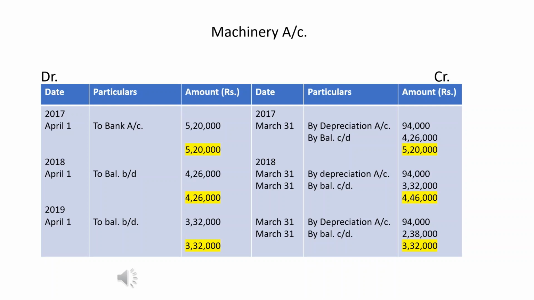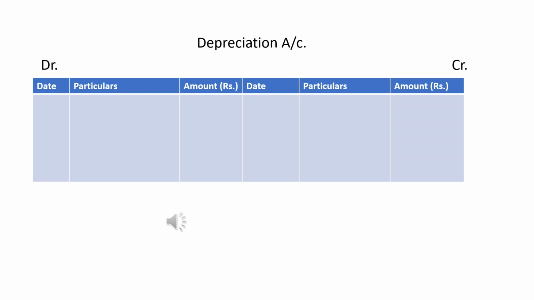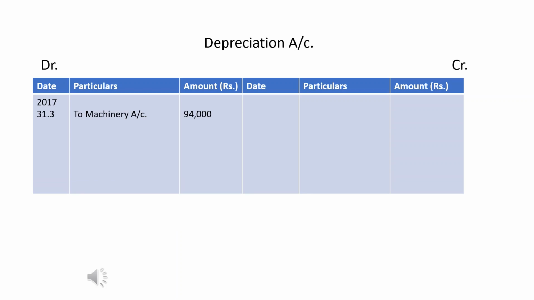Now let's start with preparation of depreciation account. So first of all, we need to have a format like this. Two sides we need to have here, debit and credit, and for each of the side we will have date, particulars and amount. So for the first year, that is 2017, we have to write the amount by which the machinery is depreciating. So for the first year, that is 2017, the machinery is depreciating by 94,000 rupees.